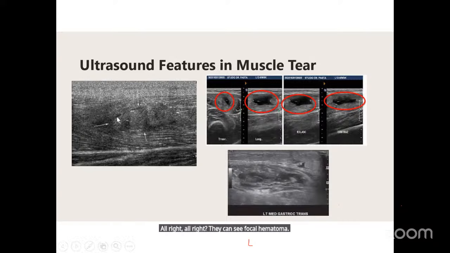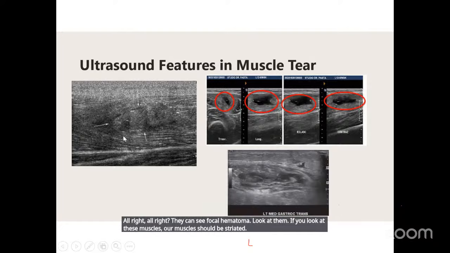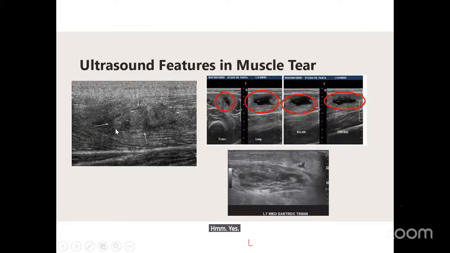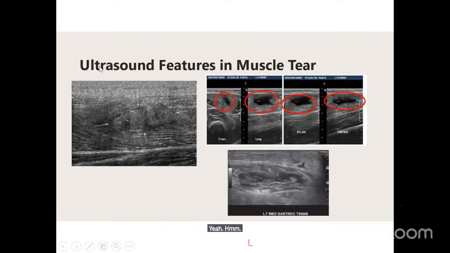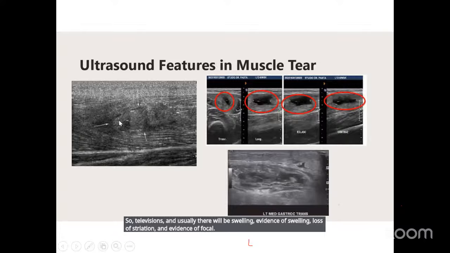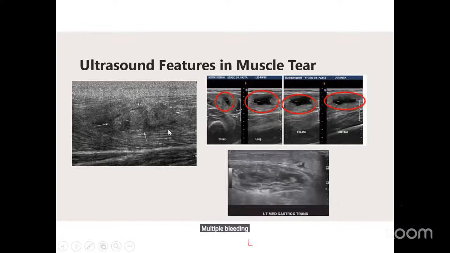Look at them. If you look at these muscles, our muscles should be striated. Look at it, striated. Look at this area. There is loss of that striation. With focal dot areas, there is bleeding. So that tells you that usually there will be swelling, evidence of swelling, loss of striation, and evidence of focal multiple bleeding. A classical sign of a muscular tear or muscle tear.